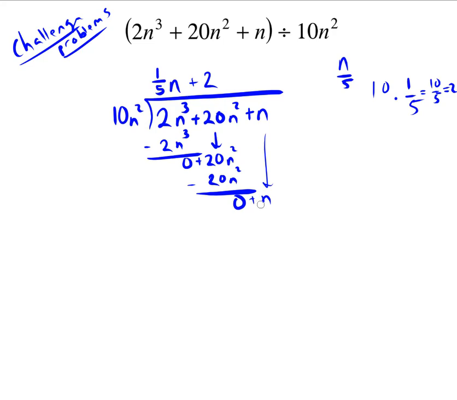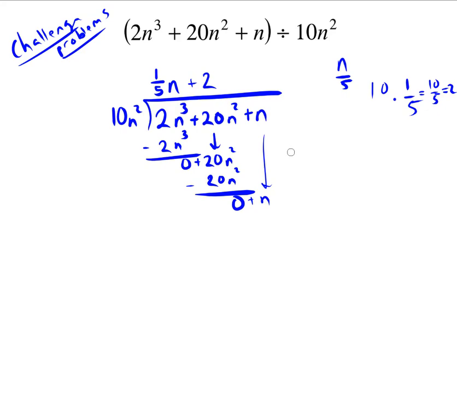At this point, really, in a way, I have a remainder, right? I guess I could leave it like that. But you know what? Actually, let's just leave it a remainder. I don't want to confuse you guys. So then I end up with plus n over 10n squared.